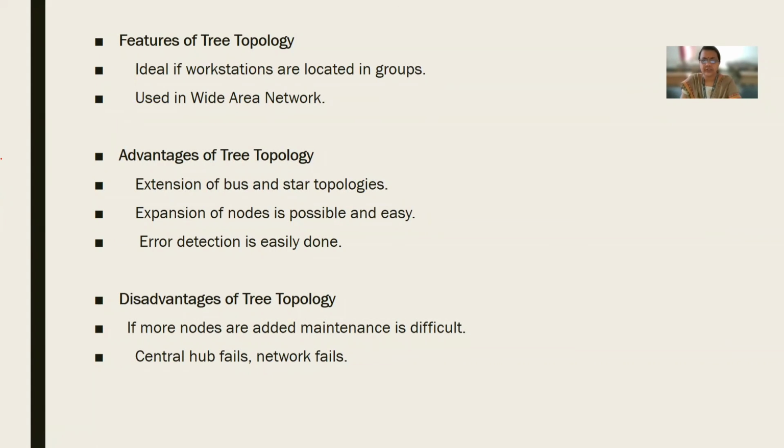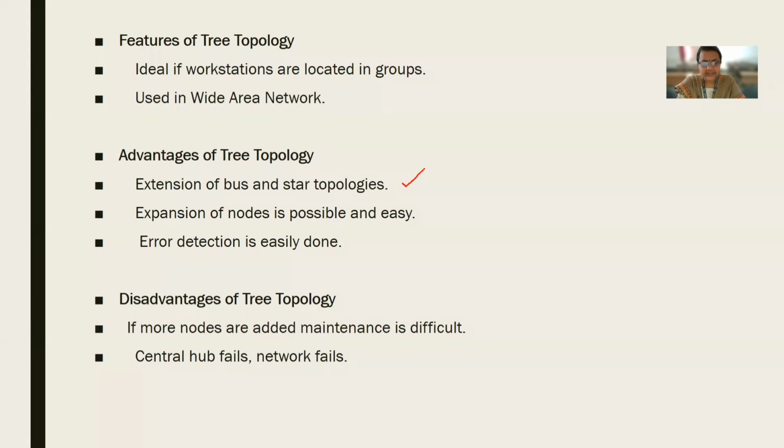So what are the features of tree topology? It is ideal if workstations are located in groups and used in a wide area network. In a WAN connection, we always use the tree topology. It is an extension of bus and star topology. The advantages of bus topology and star topology are reflected in the tree topology also. Expansion of nodes is possible and very easy, and error detection is very easy.